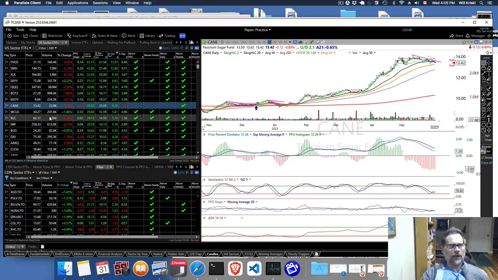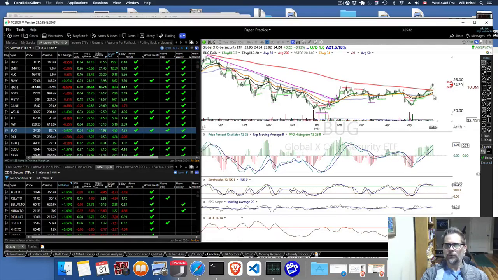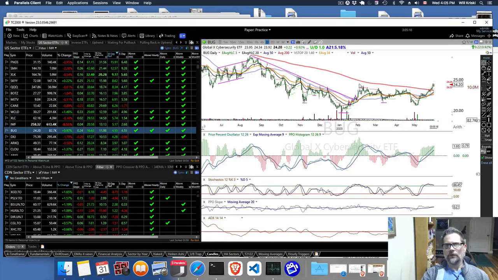These are mostly tech related up in here. Even BUG, that's cybersecurity. So cybersecurity looks pretty good. You crossed up, you don't have the 50 above the 200, but you definitely broke a big downtrend here. Even this one crossed up here, had a bit of a consolidation like this, and now we broke up above that.